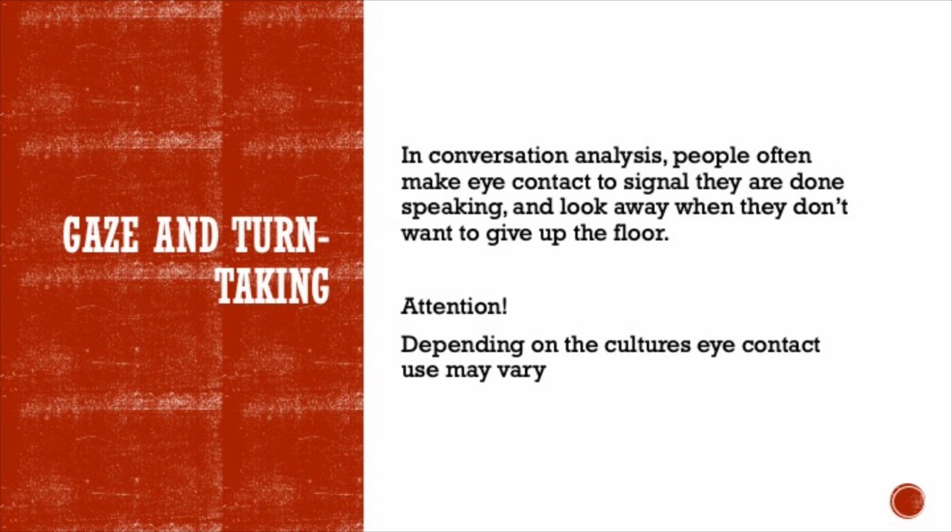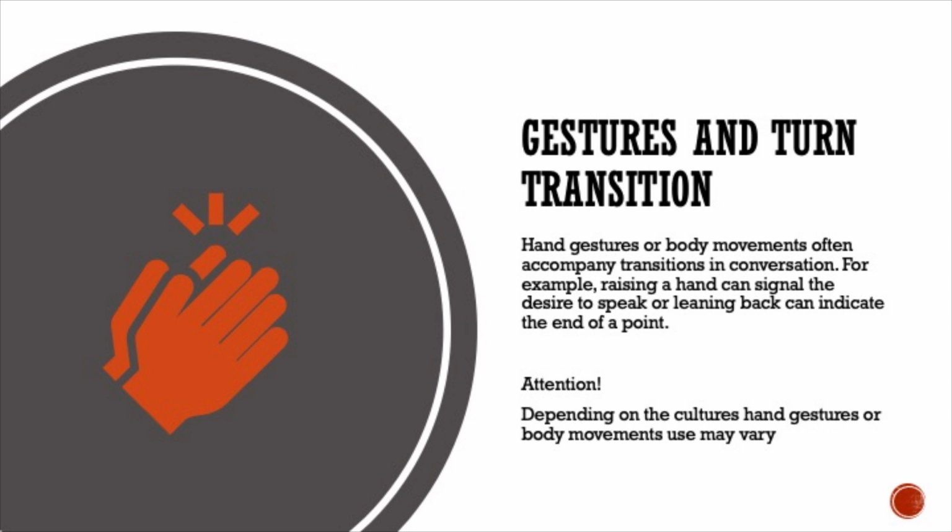Yet, we have to be careful, as different cultures use eye contact in different ways. Therefore, the impact on turn-taking will also be different. Moreover, hand gestures or body movement impact conversation as they often accompany transitions and turn-taking processes. For example, raising a hand can signal the desire to speak. On the contrary, leaning back can indicate the end of a turn.